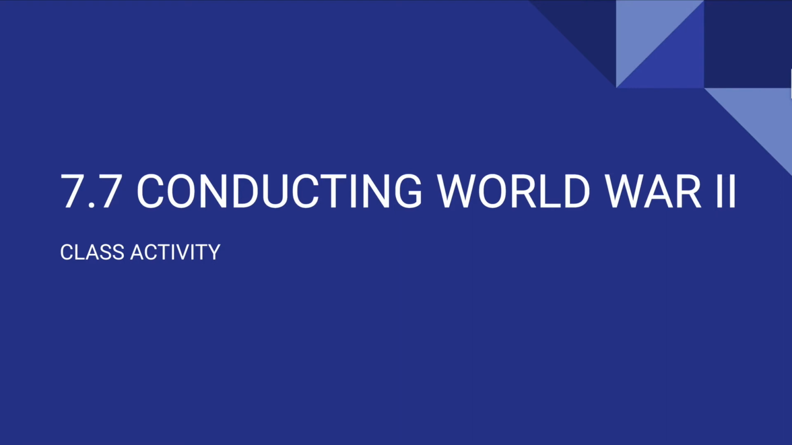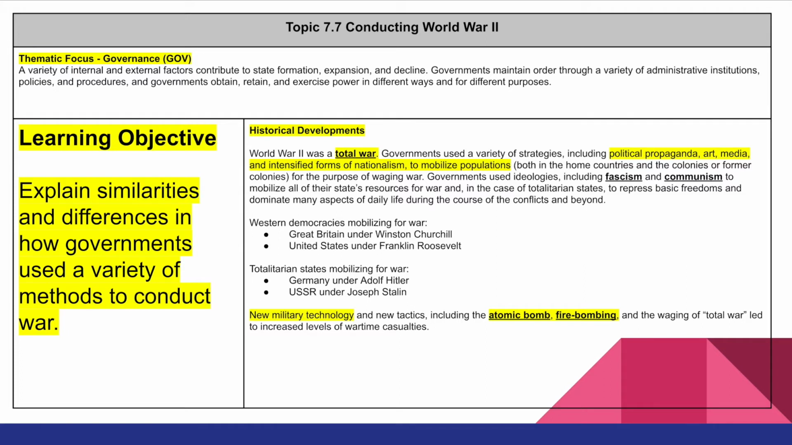Okay, historians, welcome to Unit 7, topic 7.7, Conducting World War II. This is today's class activity. Let's get to it. Our learning objective today, focus is on government, okay? And the objective is explain similarities and differences in how governments used a variety of methods to conduct war.